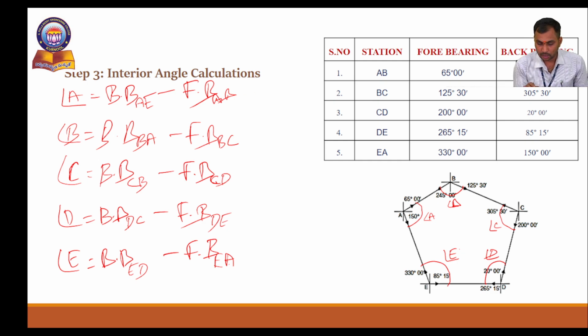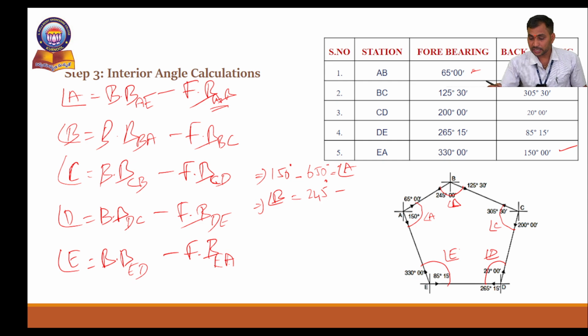Now you apply the formulas. The interior angle A: back bearing of AE, how much? 150 degrees minus the forebearing of AB. Where is the forebearing? This one, 65 degrees. Next, for angle B, what is the back bearing of AB? 245 degrees minus the forebearing of BC. You just refer here, this is the forebearing value. The forebearing for BC is 125 degrees 30 minutes.